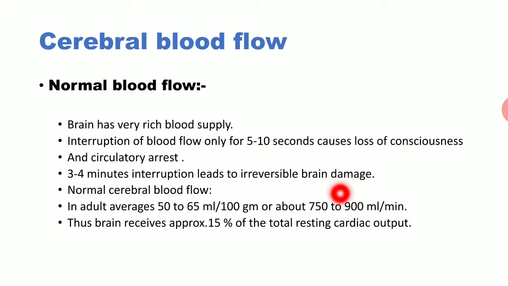Now cerebral blood flow. Normal blood flow: the brain is very rich in blood supply. Interruption of blood flow for only 5 to 10 seconds causes loss of consciousness and circulatory arrest. 3 to 4 minutes of interruption leads to irreversible brain damage. Normal cerebral blood flow in an adult averages 50 to 65 ml per 100 gram, or about 750 to 900 ml per minute. Thus, the brain receives approximately 50% of the total resting cardiac output.